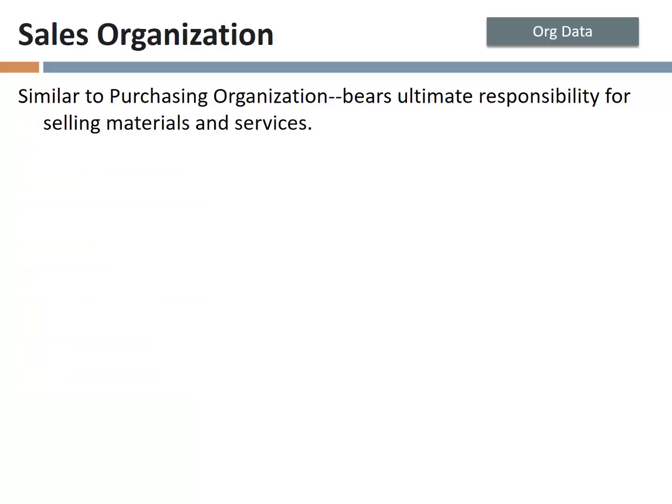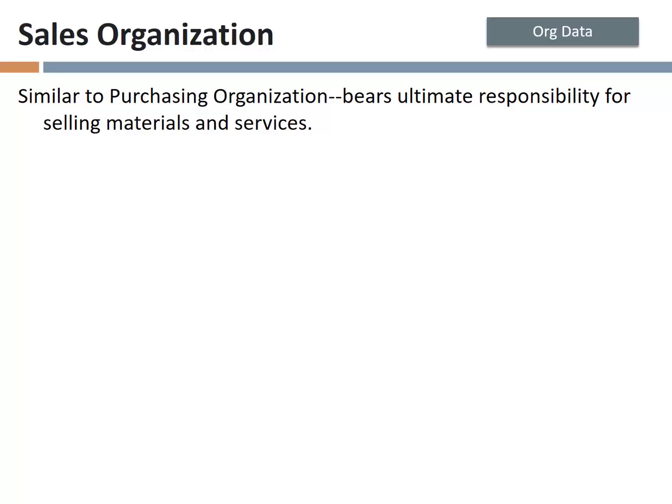Sales organization. Sales organization really has a lot in common with the purchasing organization. So it's kind of nice that they both use the word organization as a part of their terminology. We said that a purchasing organization is the part of the company that bears the strategic responsibility for buying. Well, similarly, a sales organization bears the ultimate responsibility for our selling processes.